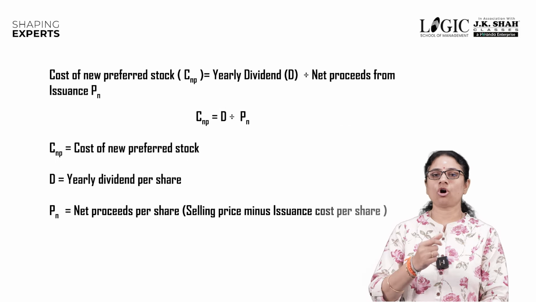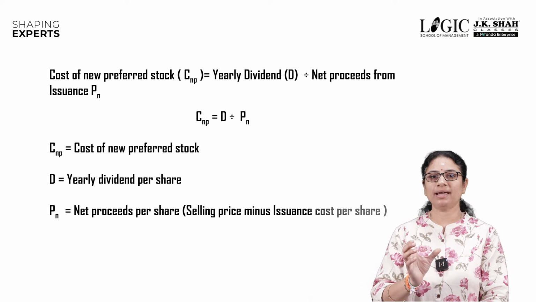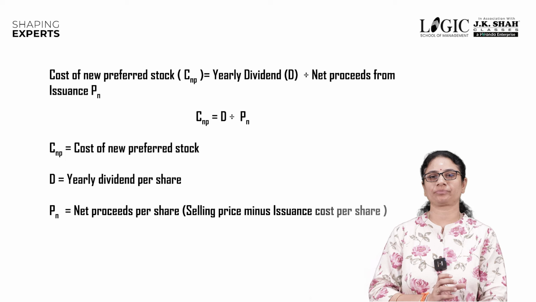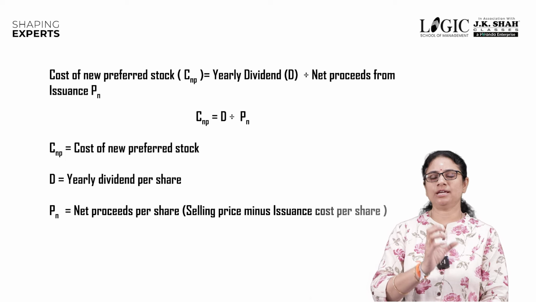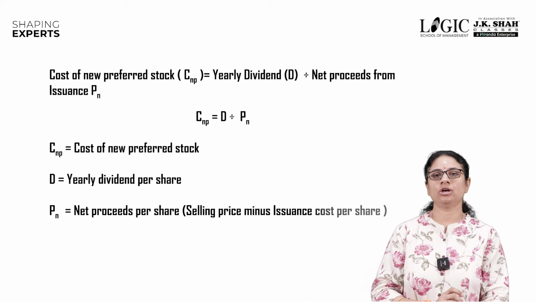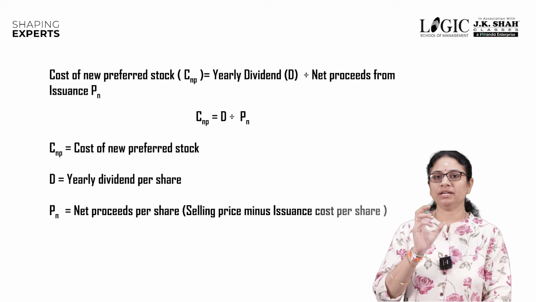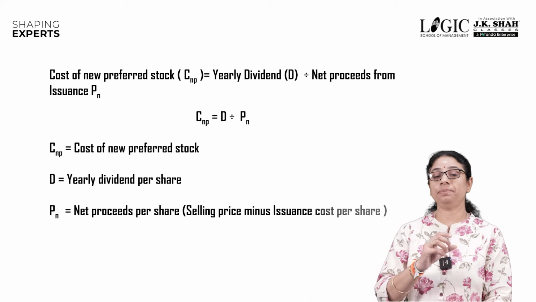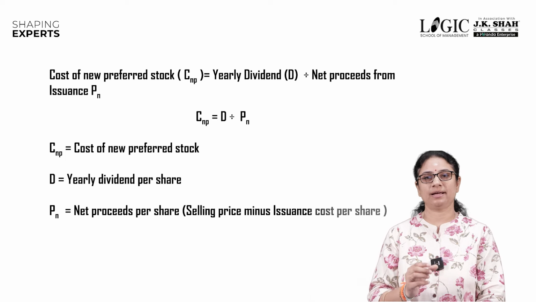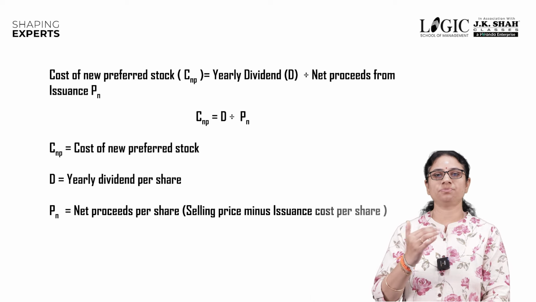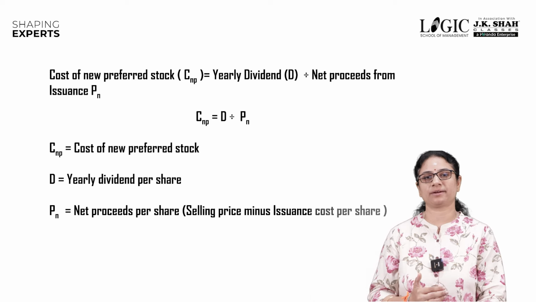Therefore, the cost of new preferred stock, CNP, is equal to the yearly dividend D divided by the net proceeds from the issuance of preferred stock, that is NP. So CNP is equal to D divided by PN, where CNP is the cost of new preferred stock, D is the yearly dividend per share, and PN is the net proceeds per share, that is the selling price or market price minus the issuance cost per share, or the flotation cost per share.